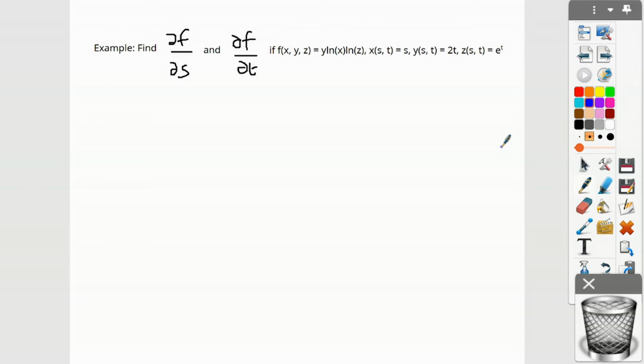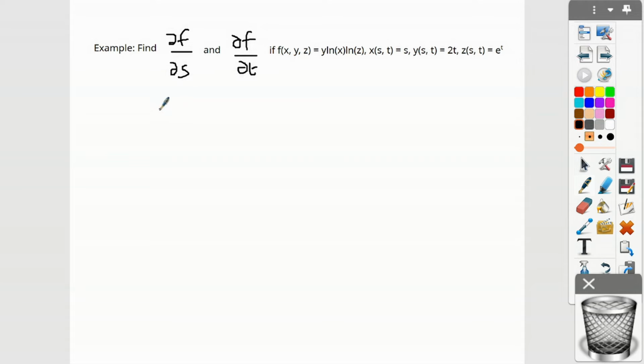Find f sub s and f sub t, or partial f partial s and partial f partial t, if f of x, y, z is y natural log of x natural log of z, with x of s and t, y of s and t, and z of s and t as given. So you can do this two ways.